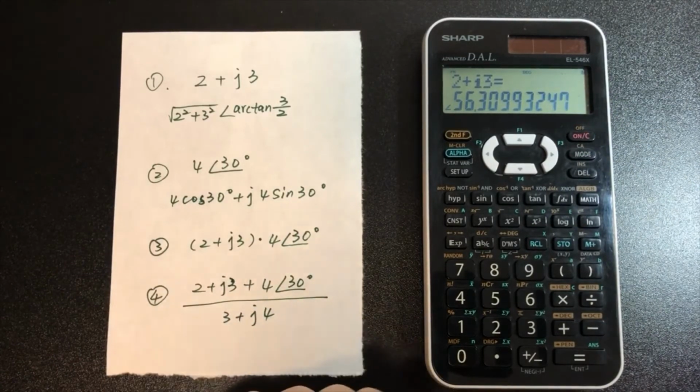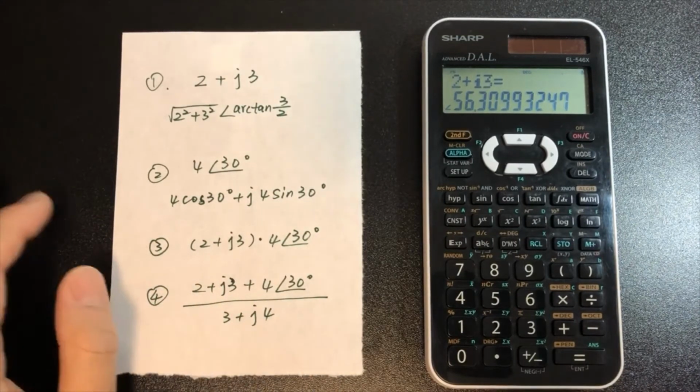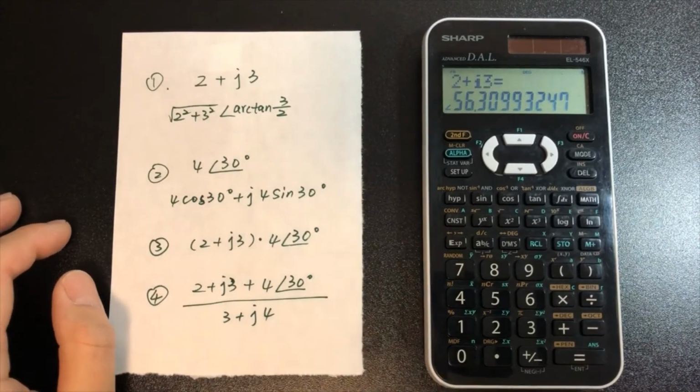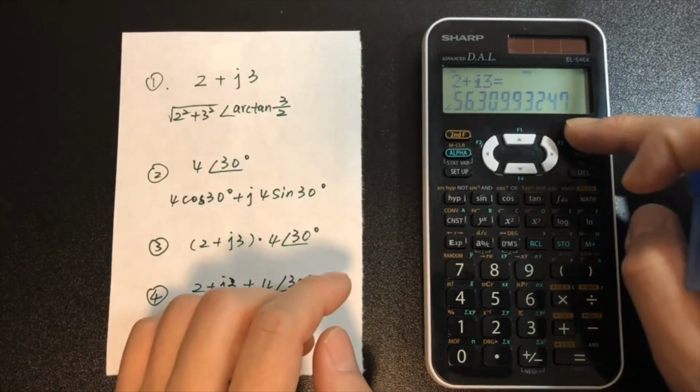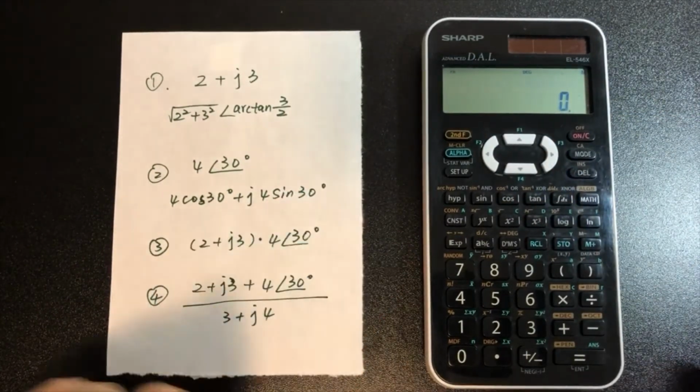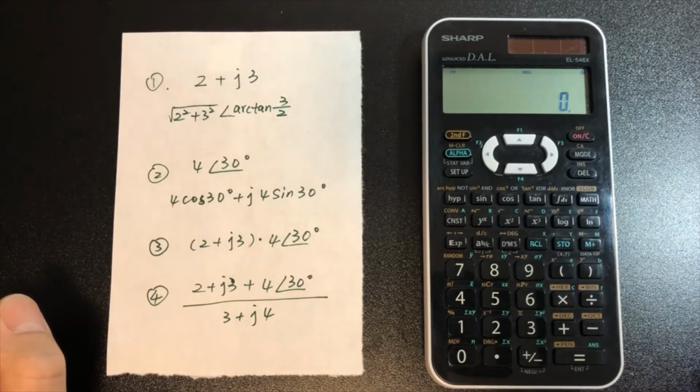Okay, that's how we enter a complex number, and to see it in rectangular form and polar form. All right, so once again, this indicator only shows you how the calculator shows the complex number. It does not affect the way you enter a complex number.